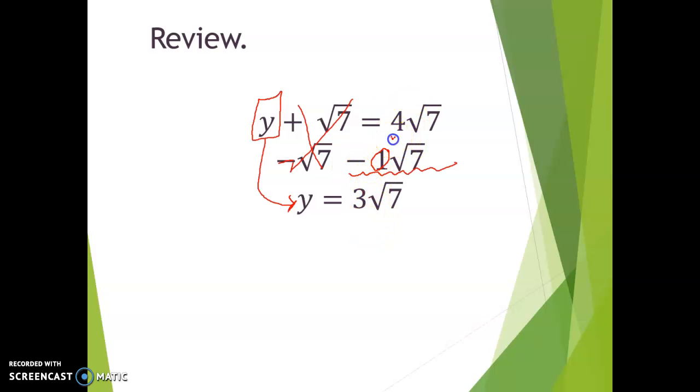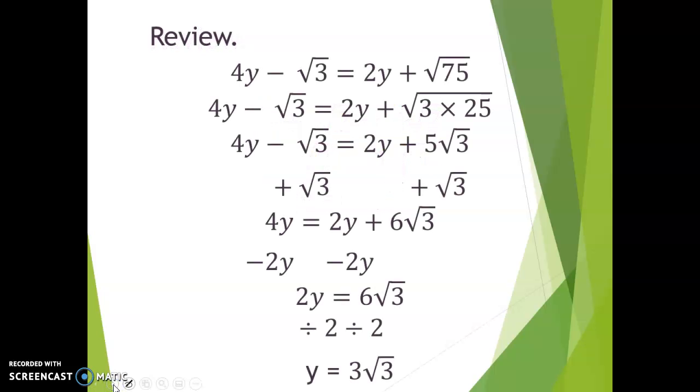Again, when we have a term that's made up of two things being multiplied, all we are adding or subtracting is just that coefficient. So 4 minus 1 gives us 3 root 7. Let's try one that's a little bit longer here. Now, we've got 4y minus root 3 equals 2y plus root 75. When we're solving for variables, remember we want our variable terms all on one side and everything else on the other side. So we need to get our two y terms on the same side here, and everything else, this and this, on the same side.